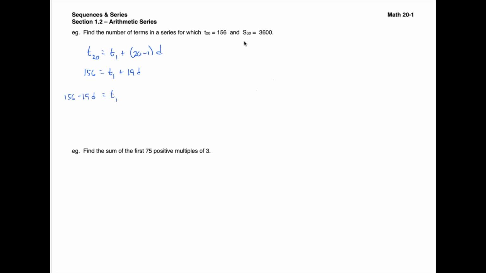Now I can do the same thing with my S30 equation, and so I have S30 is equal to n, which is 30, over 2, and then I'll multiply that by 2 times t1, which I don't know, plus the n minus 1 times d, which I also don't know, but is going to be the same as the t1 and d in this equation. So I know that S30 equals 3600, and so I'll set that one up. And then I'll isolate t1 again, and that will allow me to generate a system in terms of t1 and d that I'll be able to solve.